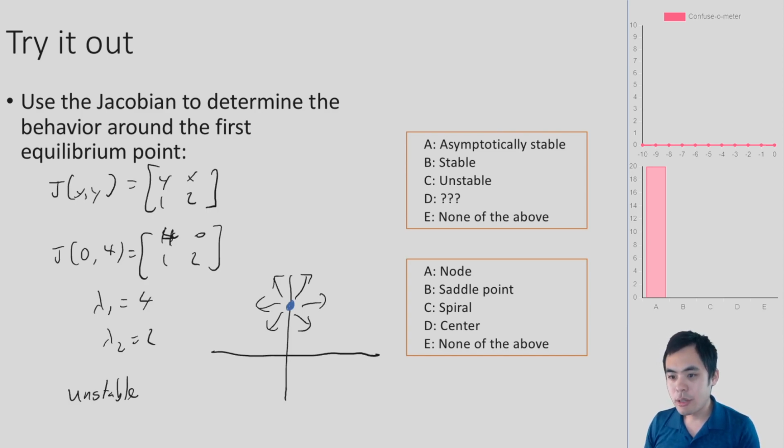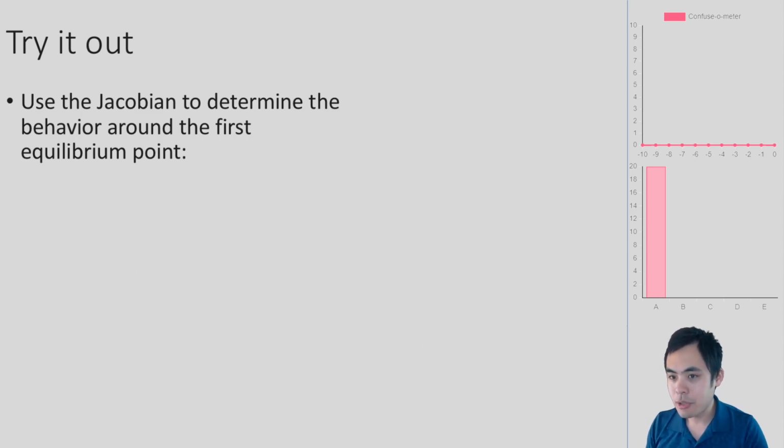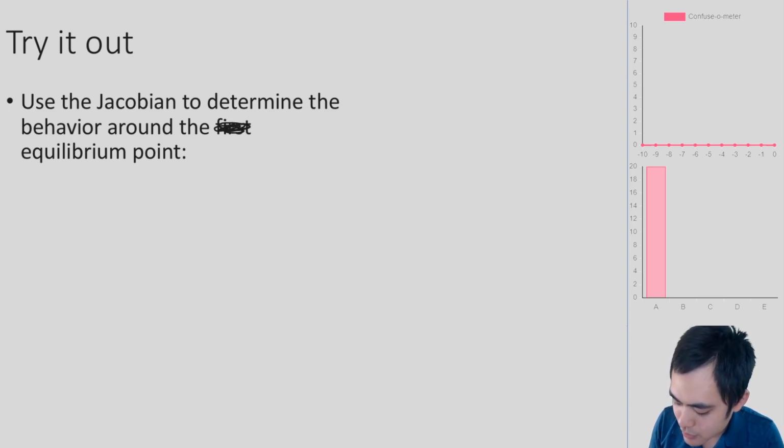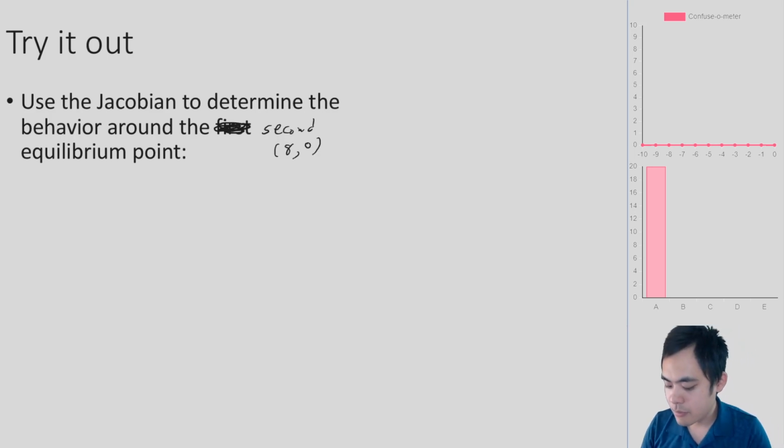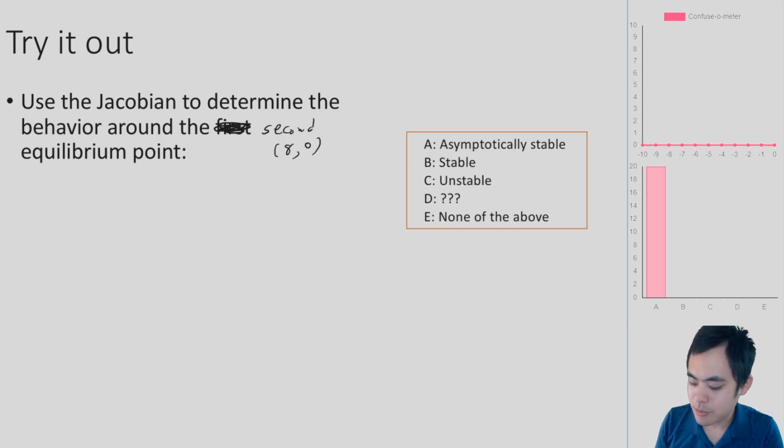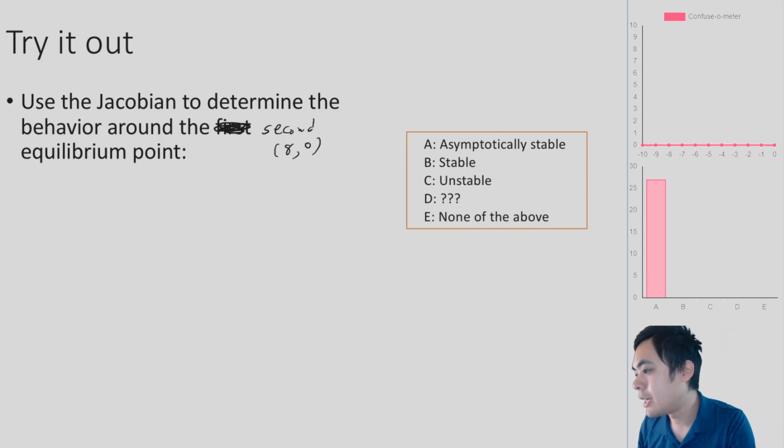Okay, let's go on to the other equilibrium. So around the second equilibrium point, which is (8, 0), I'm going to ask you the same thing. Is this asymptotically stable, stable, unstable, or etc.? Let me reset the chat.